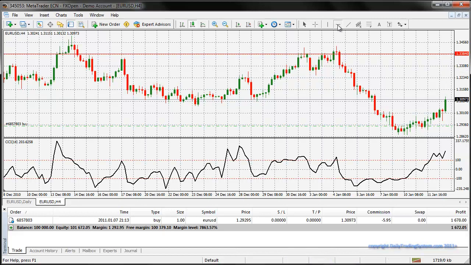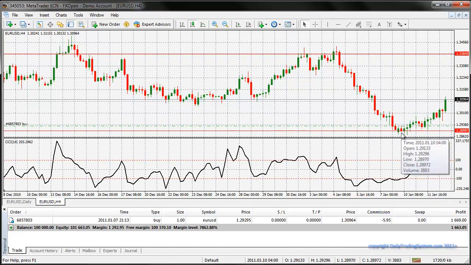Alright, now we go ahead and put some support levels in, an area in the market where the market has decided they didn't want to go any lower. And it's below the market price, so therefore it's a support.